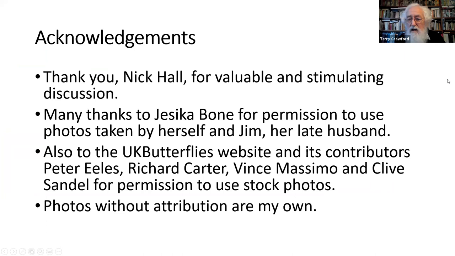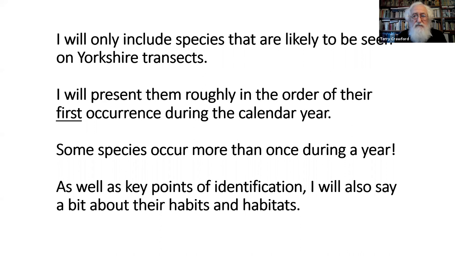I'm only going to include species of butterflies that are likely to be seen on typical Yorkshire transects. I'm going to present them roughly in the order that they will first occur as we move through the year. So they're not in any systematic order. It's just the ones that you might even see at the moment will be the first ones to be considered. But some species do occur more than once during a year.